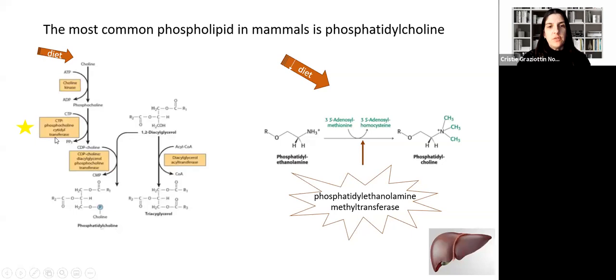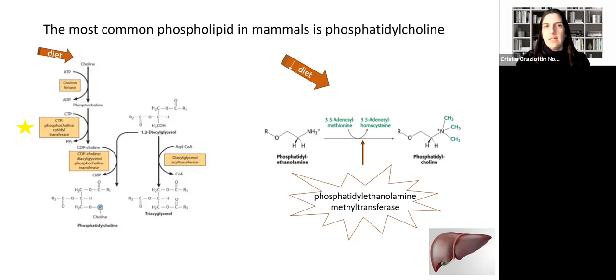The most common phospholipid that mammals have is phosphatidylcholine. To produce phosphatidylcholine, we need to get choline from the diet. Choline is going to be activated through the reaction with ATP and CTP, leading to the production of CDP-choline. CDP-choline is going to react with 1,2-diacylglycerol, leading to the production of phosphatidylcholine. I just wanted to call your attention that from 1,2-diacylglycerol, through a reaction with acyl-CoA, we can also produce triacylglycerol. So phosphatidylcholine is the most abundant phospholipid.